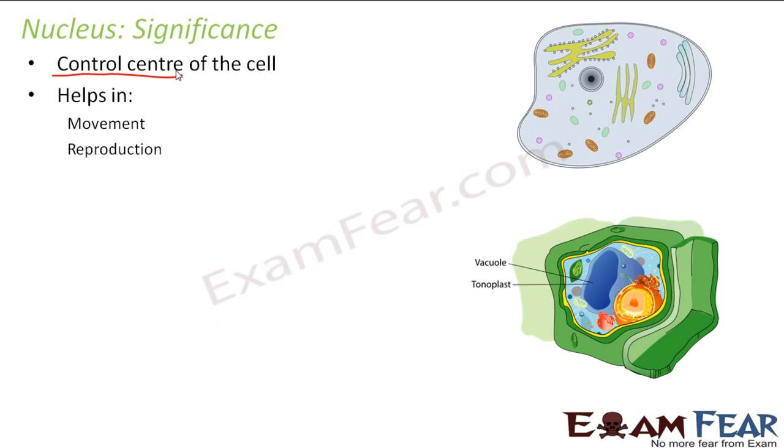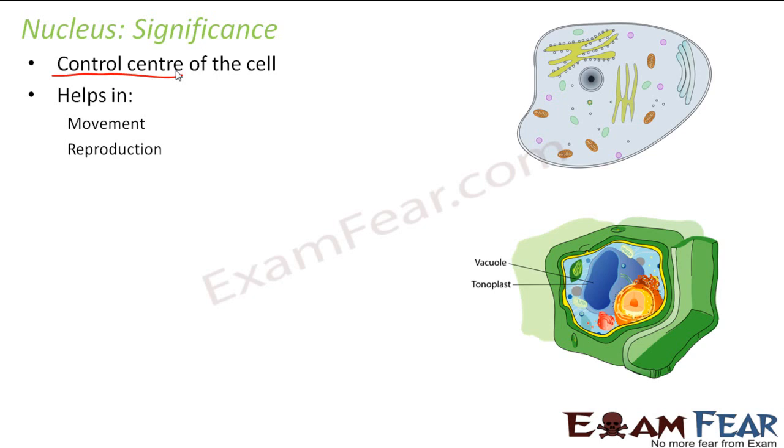As I told you in the cell theory, cells always arise from pre-existing cells, right? So this phenomenon is known as cell division. That means one cell divides to form two cells. Again, each of them divides to form more cells, right? So this process is known as cell division, and nucleus plays the most crucial role in cell division. So that is how nucleus helps in cell reproduction.